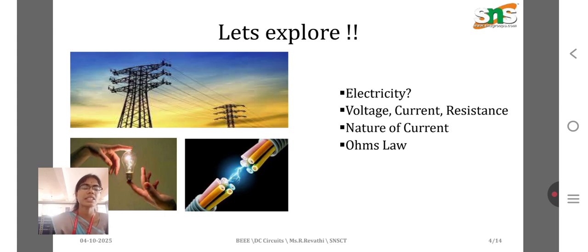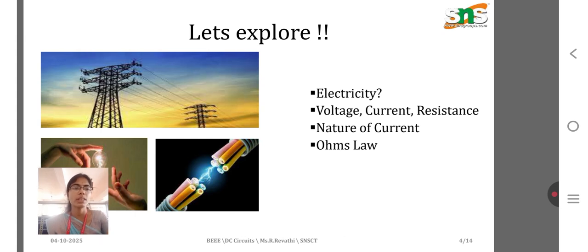Voltage, current, resistance: we all know that voltage is the potential difference across it which pushes the electric charges to flow through the conductors. Current is a free flow of electrons. Resistance is what opposes or resists the flow of charges while current is flowing through the conductor. Next, the nature of the current and Ohm's law. We have discussed Ohm's law in the last video. Ohm's law is V equals IR. We are all clear about it, right?